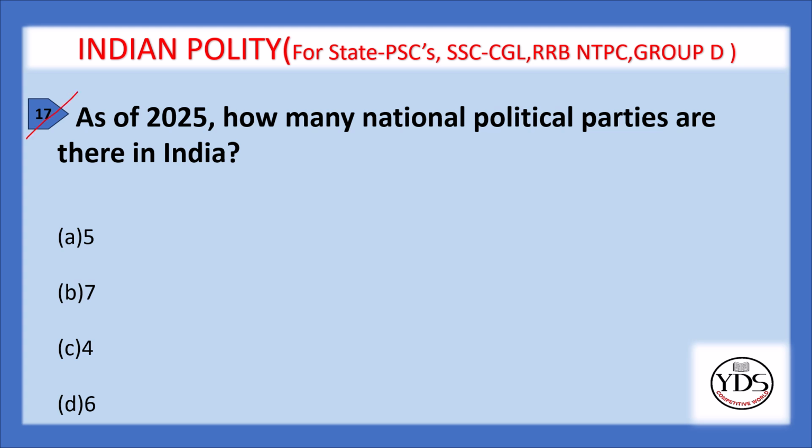17th question. As of 2025, how many national political parties are there in India? Option A 5, option B 7, option C 4, option D 6. Option D 6 is the correct answer.